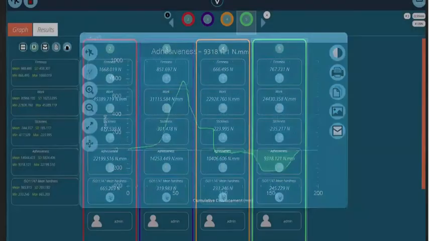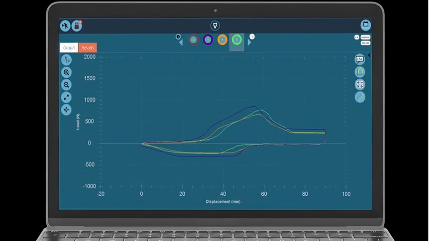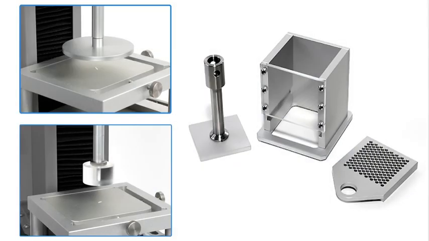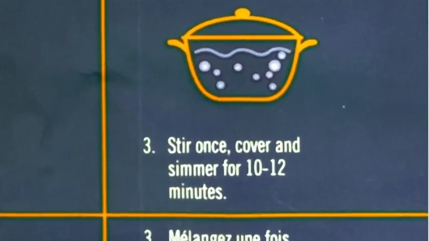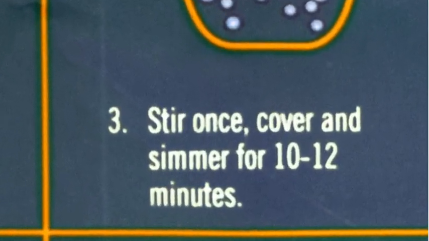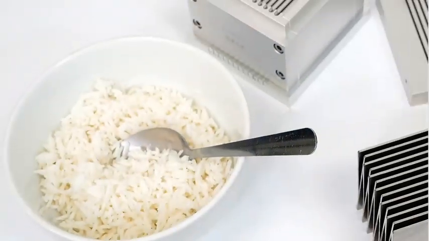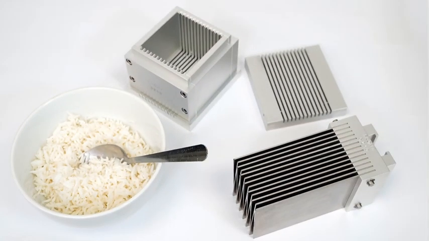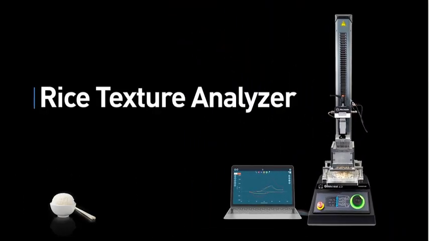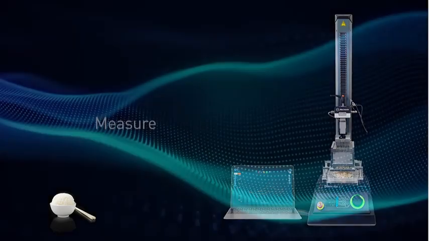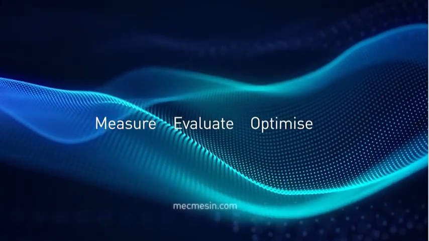Any calculation can be included, such as TPA, texture profile analysis, and the machine configured with fixtures for single grain compression and other mechanical property tests. As cooking time influences these attributes, food scientists can optimize rice preparation instructions for long grain, jasmine, basmati, whole grain, or any other variety. This quality assurance capability is perfectly served with the Mecmesin Rice Texture Analyzer.